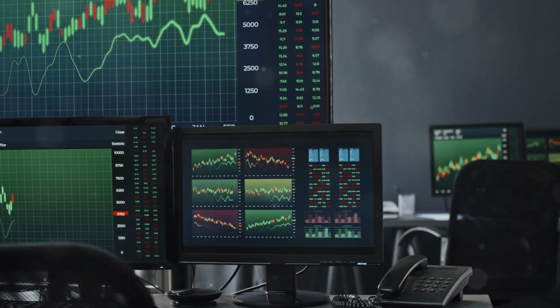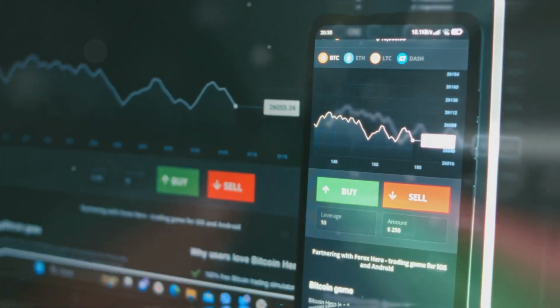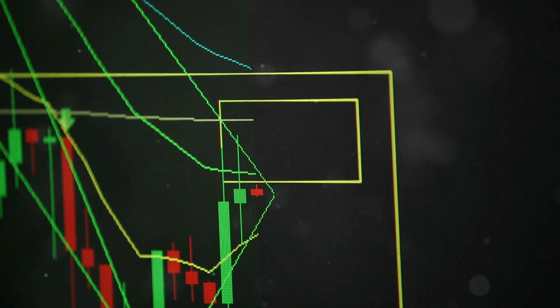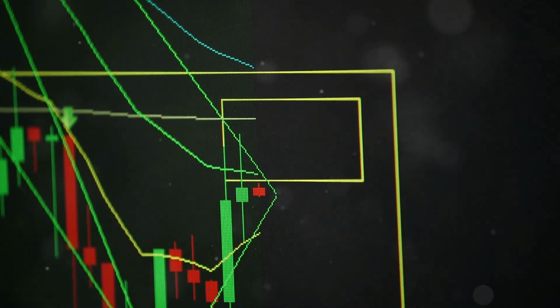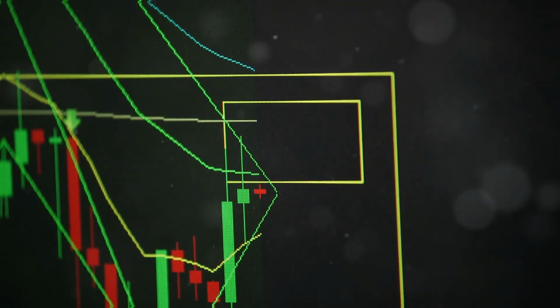Quick overview of all indicators used in trading. Momentum indicators. Relative Strength Index, or RSI. It measures the speed and change of price movements. Overbought above 70, oversold below 30.